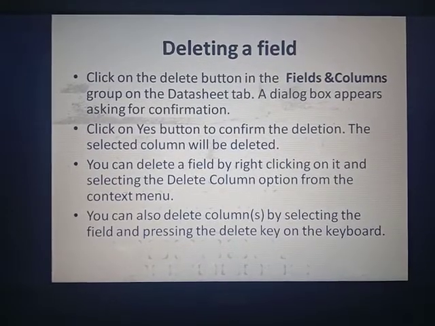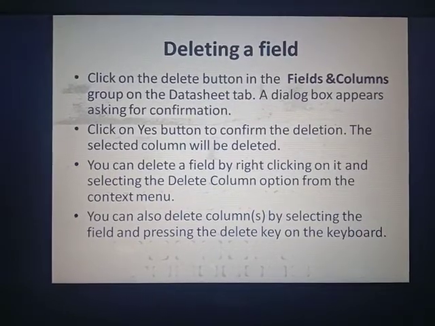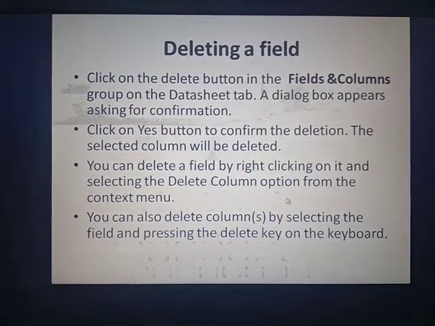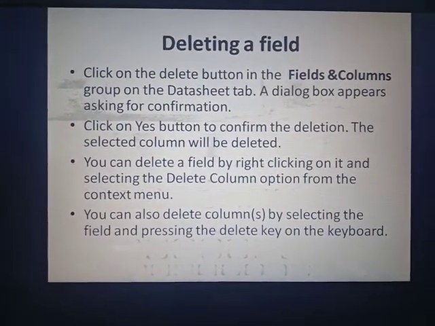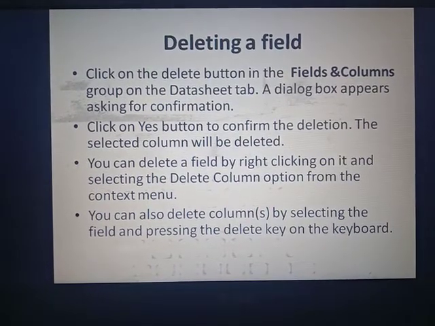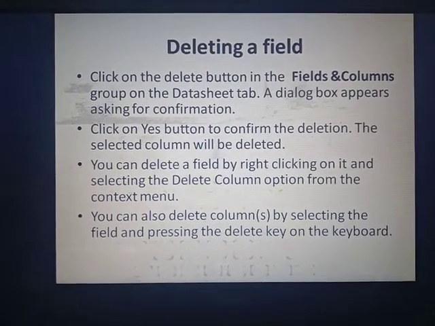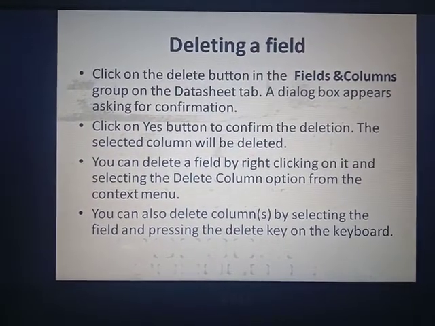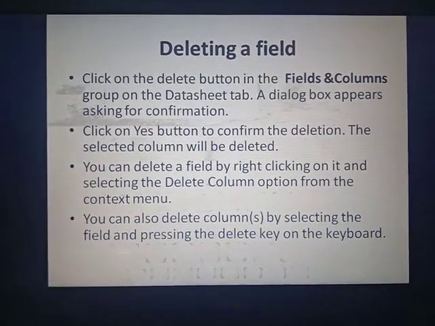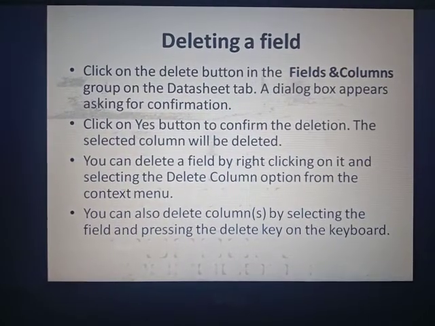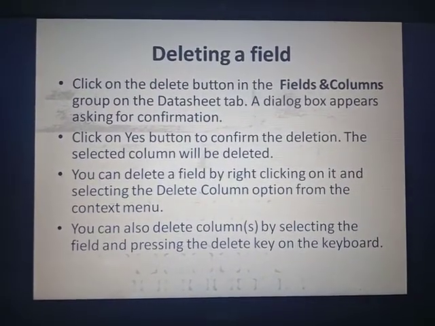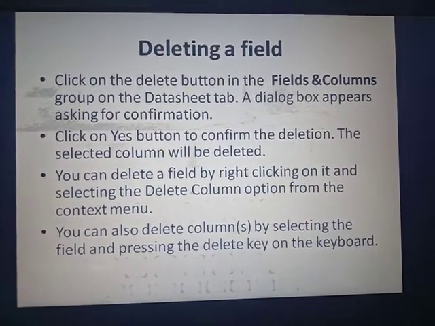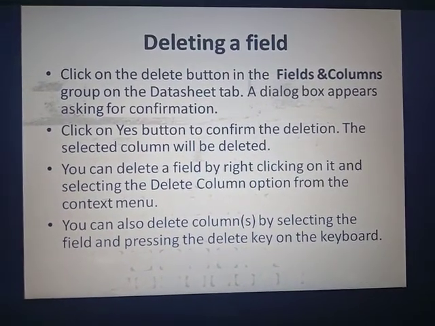You can delete a field by right clicking on it and selecting the delete column option from the context menu. Context menu means whenever we do a right click, several options come up, and there is an option of delete also in the context menu. Context menu is the menu which appears after the right click. You can also delete a column by selecting the field and pressing the delete key on the keyboard.